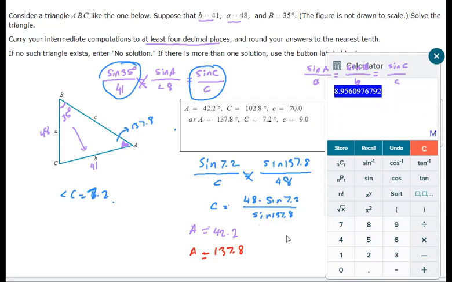So we do have two different solutions in this case. Sometimes we may not have that many solutions. We may have just one solution, sometimes zero solutions. In this case, we had two solutions, which is why it took a bit longer. So I hope that is clear.